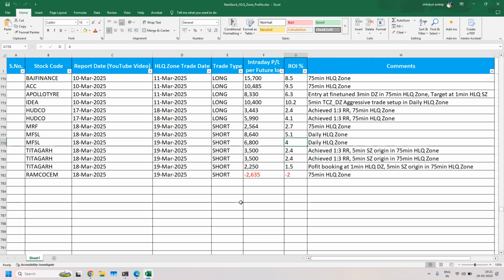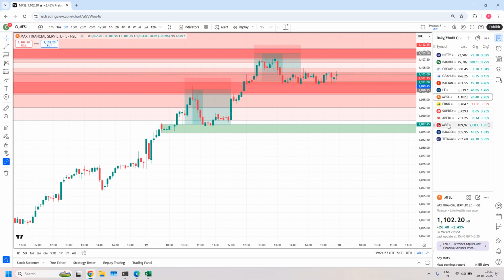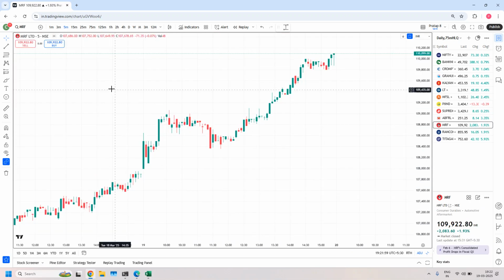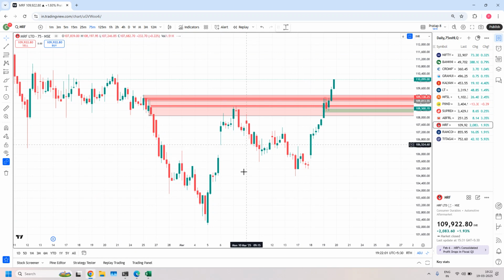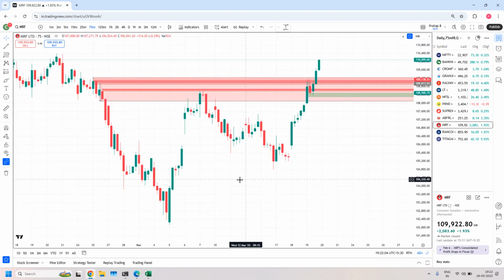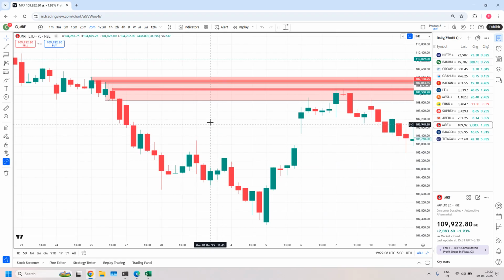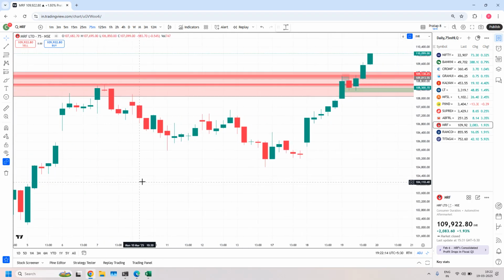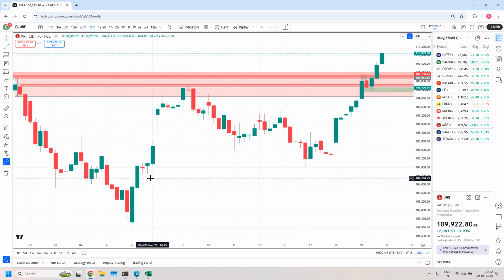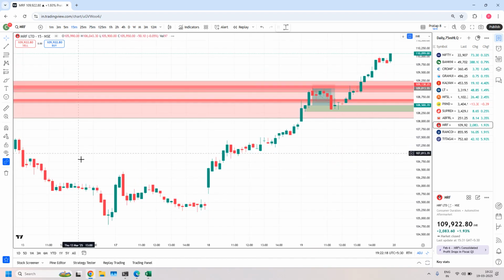And the next one is MRF. MRF is a 75 minutes high liquidity supply zone. How did our software identify it? As a drop, two base candles and drop. And we have two fine-tuned zones here. Go to the 15 minutes time frame.